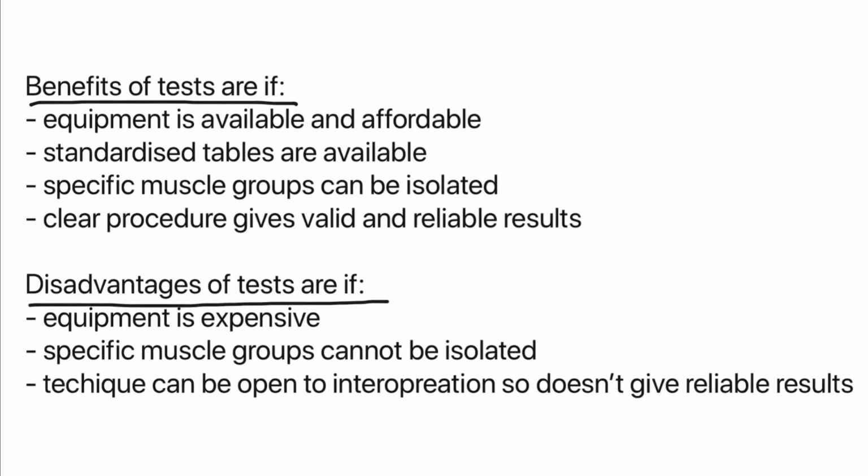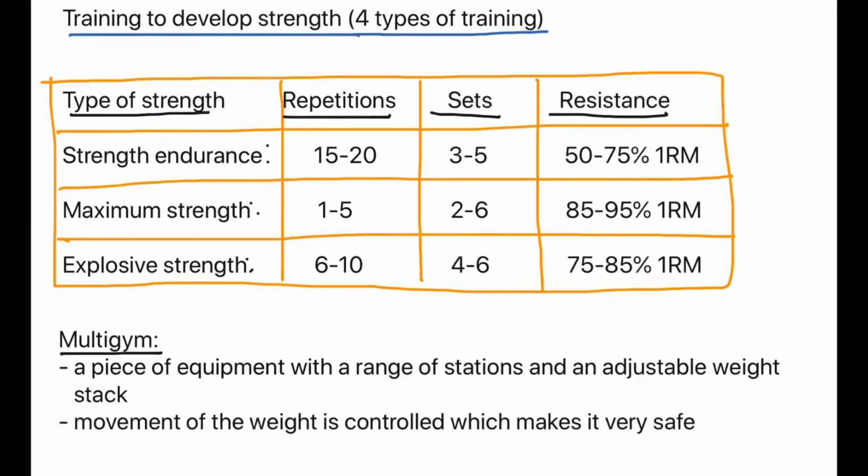However, there are disadvantages of these tests, but not for everyone, of course. So if a test has a disadvantage, put one of these three: equipment is expensive, specific muscle groups cannot be isolated, and technique can be open to interpretation, so it doesn't give reliable results. Moving forward, we need to understand four types of training to develop your strength.